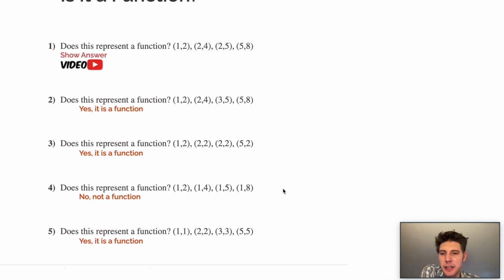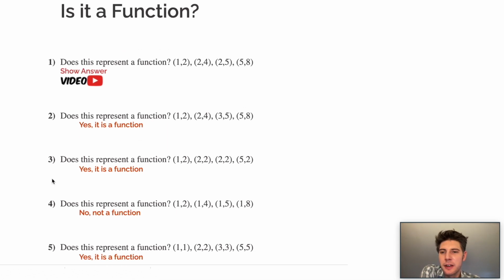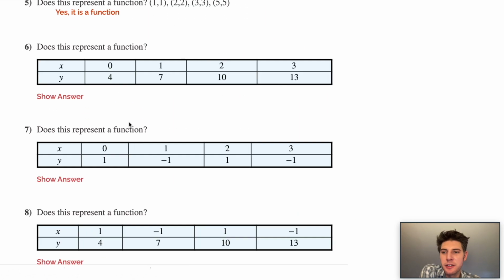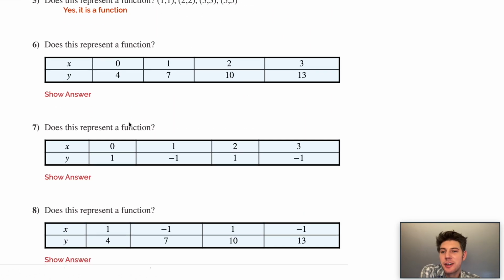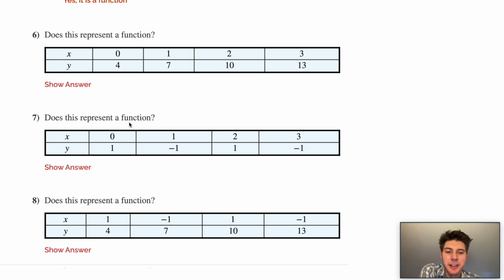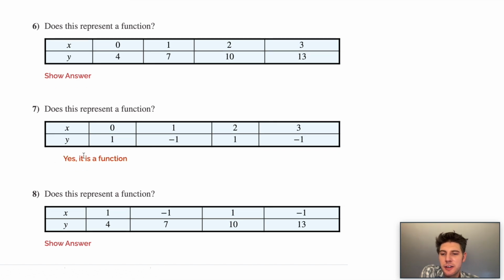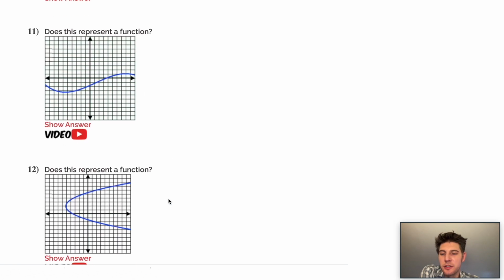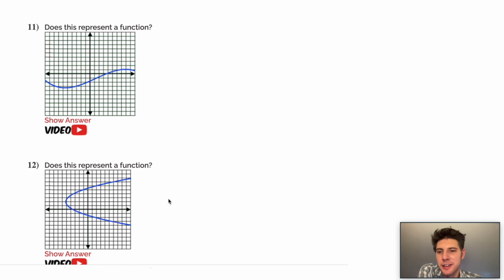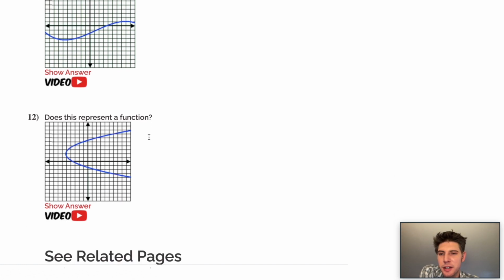These are the 4 we did, 2 through 5. Number 1 already has a video. There's also some that are in tables. So does this represent a function as a table? And it's very similar to the concept of every x can't go to more than one y. And these all have answers. And then there's also graphs, which would be the vertical line test. And those also have videos and answers.